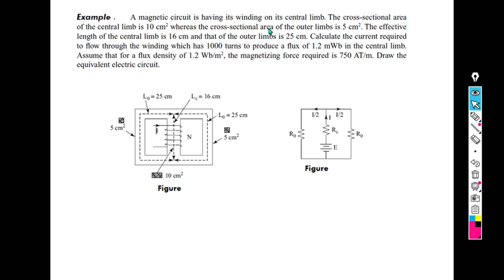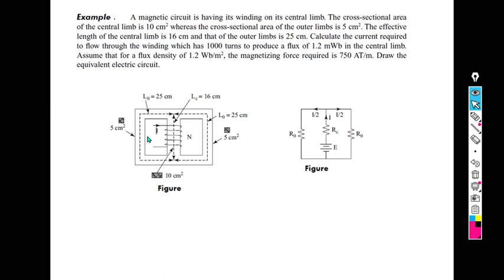And whereas the cross sectional area of the outer limb is 5 centimeter square, and the cross sectional area of this outer limb is from this, you can see that the area between this middle length, if I consider from this portion to this portion, A, B, C, D, E, F. So, we can see that AB length is the central limb, and this area is different and this length is different. So, length and area if it will be different, then the reluctance will be different from this outer limb, if I will consider it.